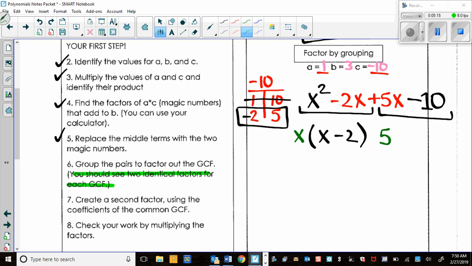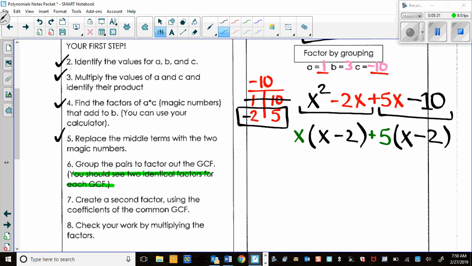But this is the part where a lot of people make mistakes. If you took out a positive 5, please go ahead and write that plus sign. You're going to need it later. And then let's go ahead and write what we have left over if you take out a 5. That is x minus 2.